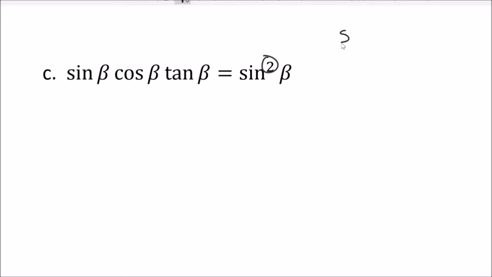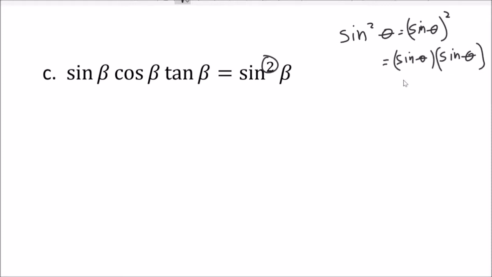So guys, here's what I would like you to know, and this works for any of the trig functions. If I have sine squared of an angle, it doesn't matter, here they're using beta, it makes no difference. That's the same as sine of the angle squared, or if you prefer, sine of the angle multiplied by sine of the angle. I'm not even doing steps here. I'm just writing different things that are all the same thing.